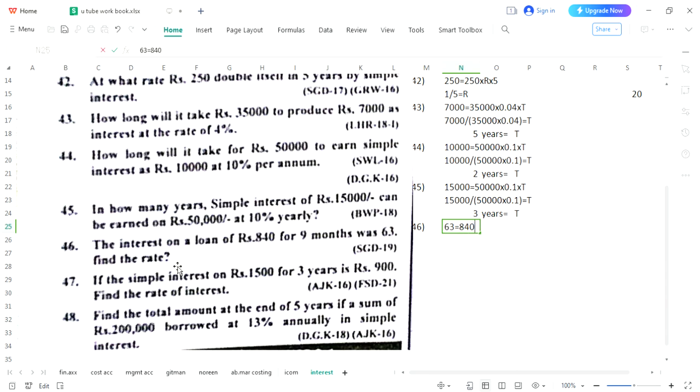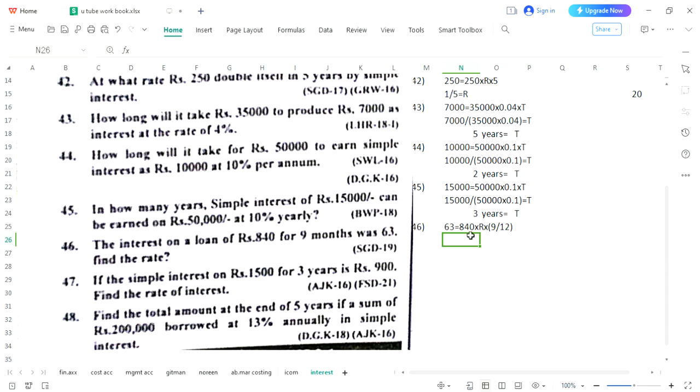Rate is not mentioned over here. So you will write R. 840 multiplied by R. And then we need to multiply time. Time is 9 months. And as you know, for months we write 12. So that would be 9 divided by 12. So in this way our statement has been completed. Please note it down. 63 was interest, 840 was principal amount, 9 months was the time.